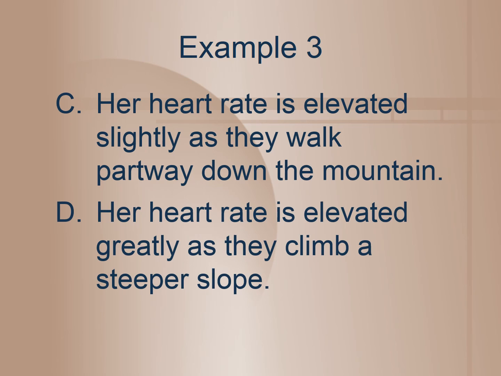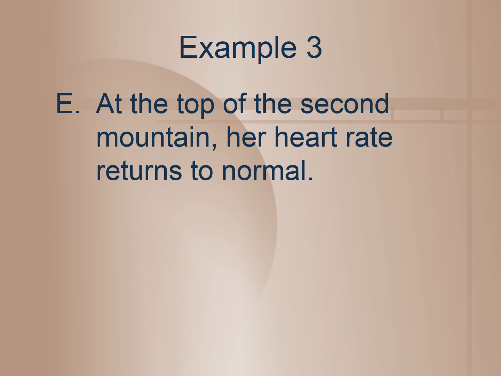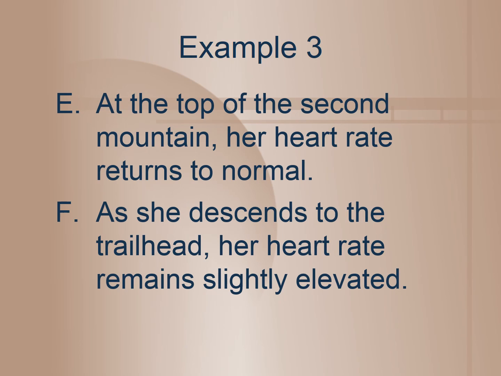And then in section D of time, her heart rate is elevating greatly because she's climbing a really steep slope, because if you notice, the altitude is way higher than any of the other altitudes. And then in part E, again, she's at the top of another mountain, so her heart rate is back to normal and the altitude hasn't increased at all. And then the last segment of time, segment F, is when she's going down the mountain, so her heart rate remains slightly elevated, but it's no longer increasing because she's going down the mountain, she's losing altitude, and so it's not as hard for her heart rate.